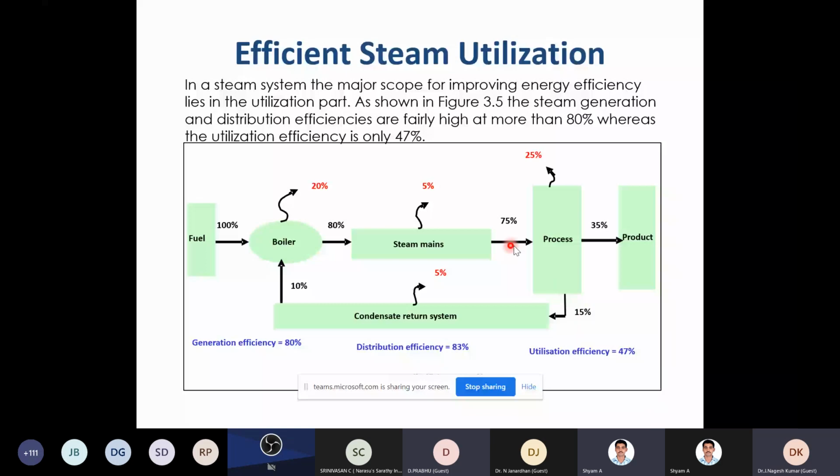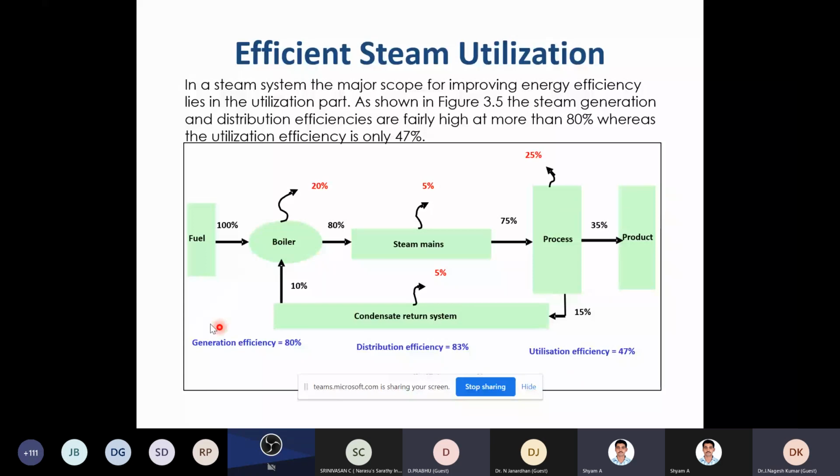And after drying, the raw material, whatever has been the input for this process, comes out at a higher temperature. So it carries some heat with it, which is about 35%. So 75% is the heat input, 35% is the heat carried by the product, and 25% is escaping as heat losses. And the steam condenses and gives a condensate. The condensate carries about 15% of the heat, and the condensate return system sends it back to the boiler.